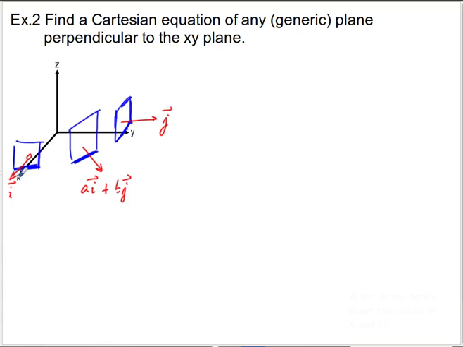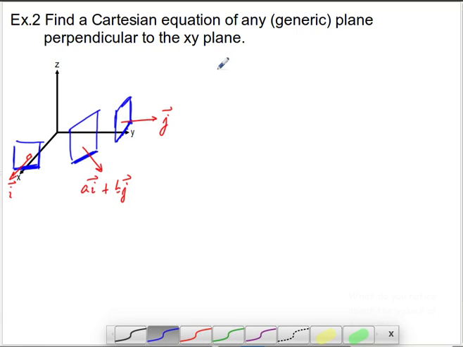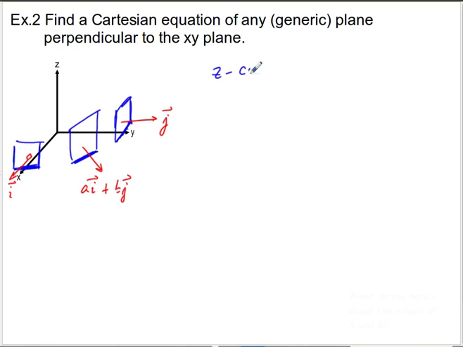What is the only thing that all of these vectors have in common with each other? The thing they have in common is that their z component is 0. So that means that my normal vector can be any value of a, any value of b, but my c value has to be 0. So that's the first thing.